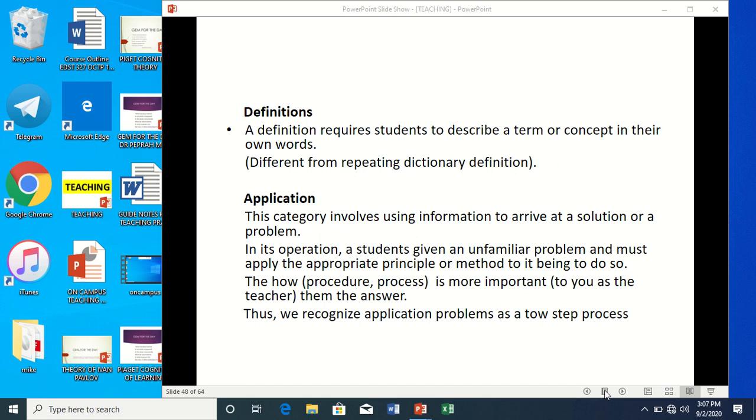Because the how, I repeat, the how is more important to the teacher than the answer. Now, the application category has 2 steps or 2 processes. Look at the 2.